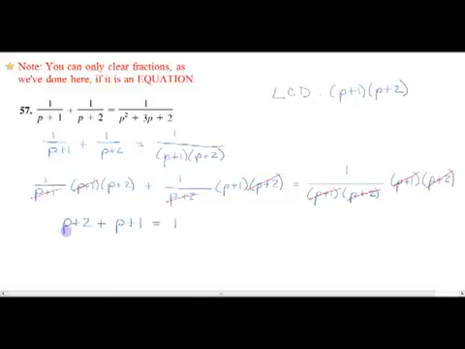Here I don't have a quadratic equation, so I just solve like it's a simple equation. 2p plus 3 equals 1. 2p equals negative 2. P equals negative 1. Am I allowed to use negative 1 as a value of the variable? If I use a negative 1 here, I'll have a 0 in the denominator. That's not allowed. So we can't use that solution. There's no other solution to choose from, so this problem will have no solution.